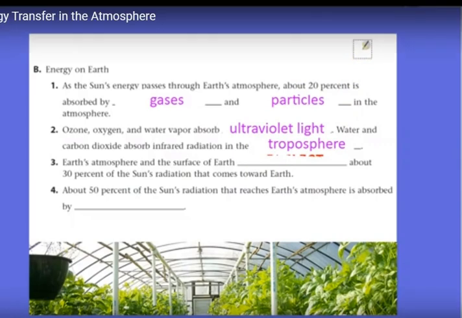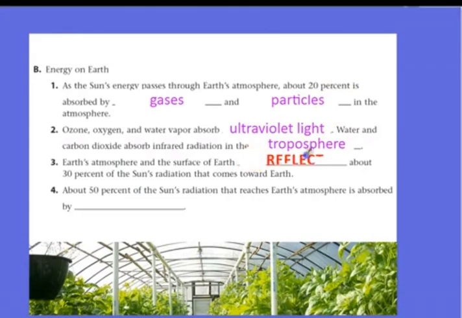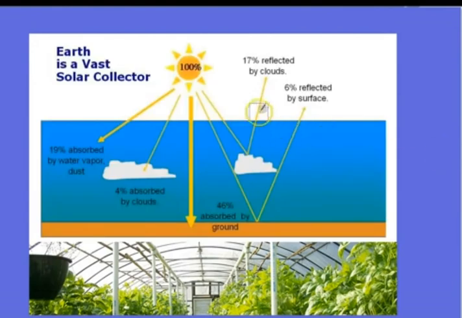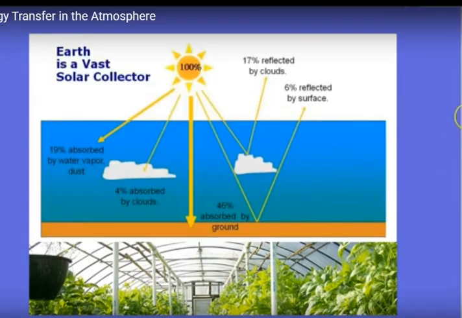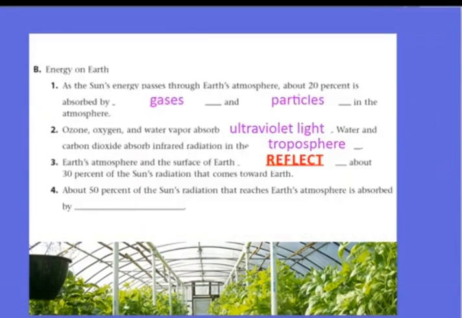Now, Earth's atmosphere and the surface of the Earth will actually reflect about 30% of the sun's radiation that comes toward Earth. Okay, if we look at this right here, 17.6, just about 23, just about 30%. Averaging a little bit. But the bulk of it, 46%, is actually absorbed by the Earth itself on the ground, which is about 50%, like I just said. Okay, so the Earth's surface absorbs most of it. Darker things are more likely to absorb light and radiation than lighter surfaces.